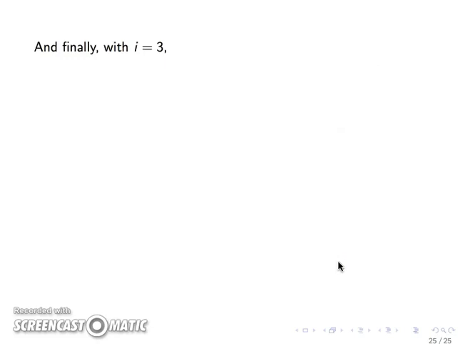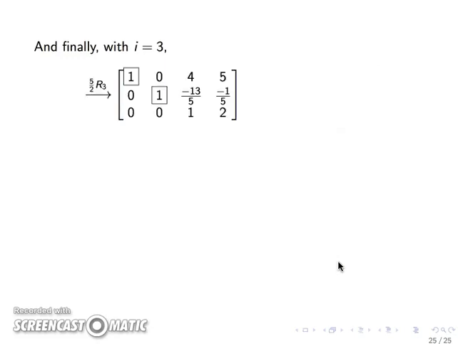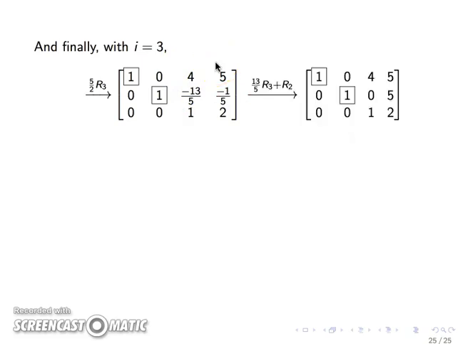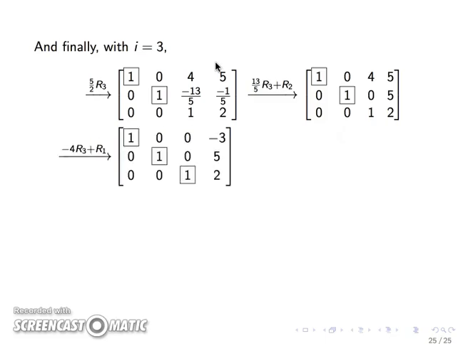So what happens to row 3? In row 3, we multiply row 3 by 5 halves, or 5 divided by 2, and that gives us a 1 in this position. With a 1 there, we can then create zeros in the other positions. We multiply row 3 by 13 divided by 5, add that to row 2, replace row 2, and then multiply row 3 by -4, add that to row 1, replace row 1. At this stage, there is nothing else to do.